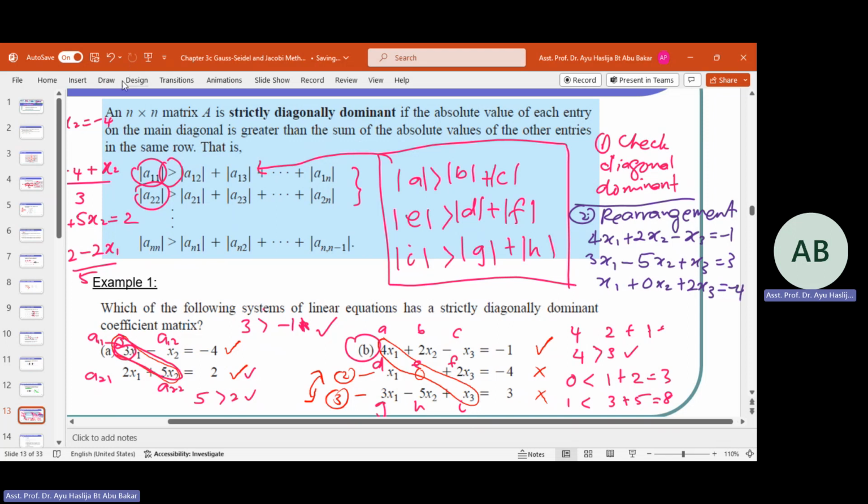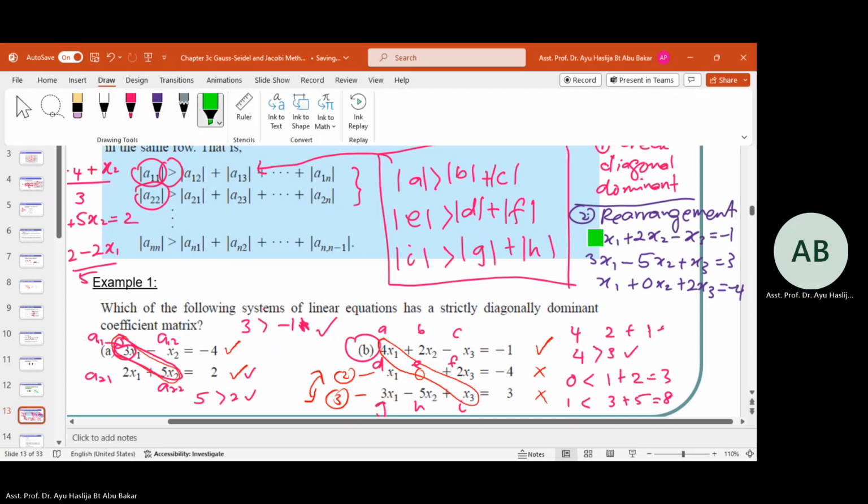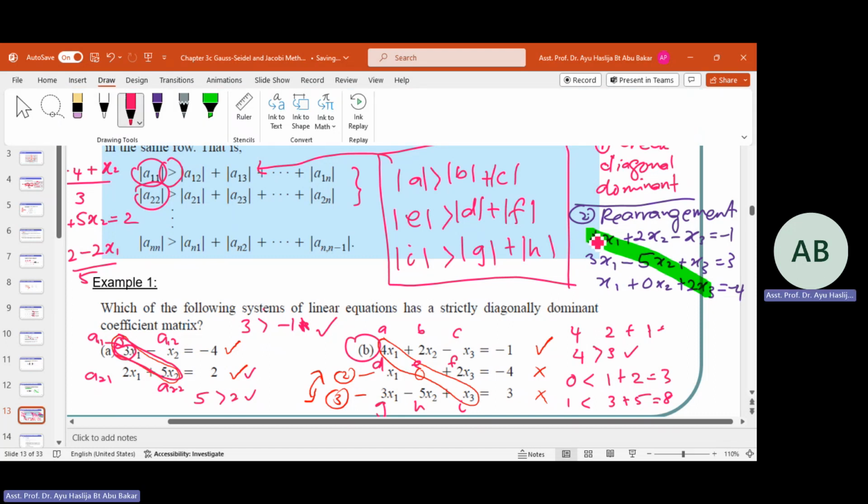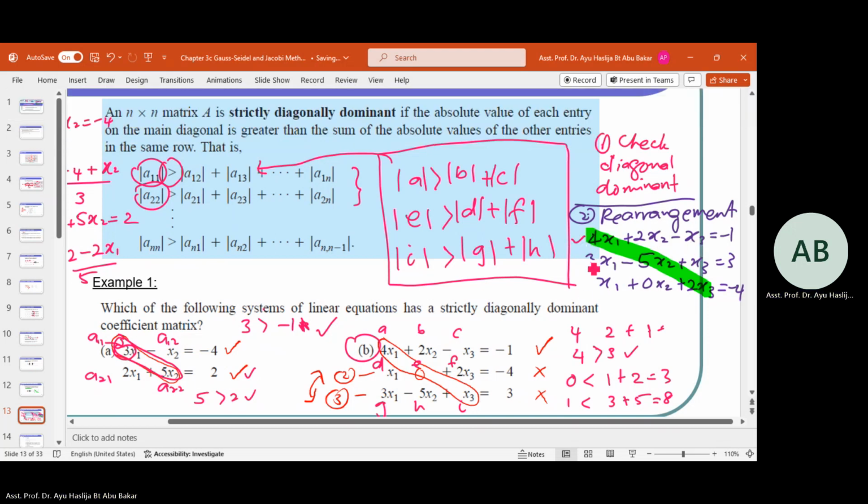Okay, now you check back the diagonal dominance rule. Does it follow? Here 4 should be larger than 2 plus 1. This one right already just now. E, which is 5, should be larger than 3 plus 1. It makes 5 larger than 4. Then third equation over here, the one that we rearranged, 2 larger than 1. So all now fulfill the diagonal dominance rule.